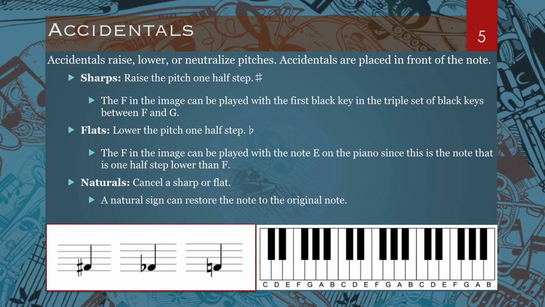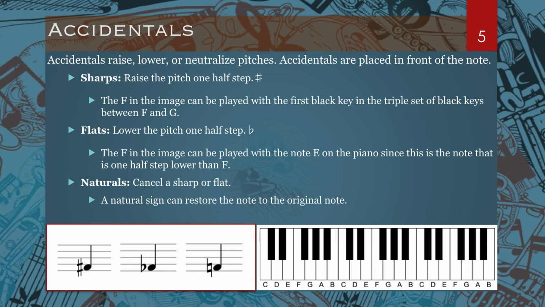Flats lower the pitch by 1/2 step. The flat symbol looks like a little b. So the F in the second image can be played with the note E on the piano, since this is a note that is 1/2 step lower than F.